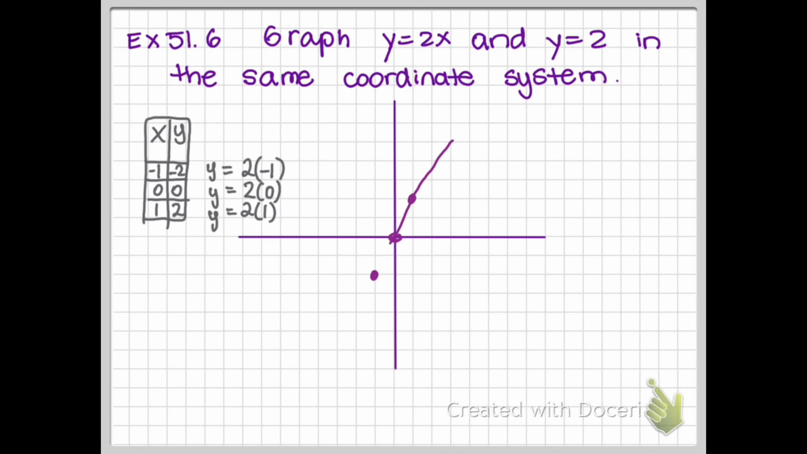That's our first line. Now for y equals 2, I have to realize that that one is horizontal. So I only have to look for the 2 on y and then pass a line on top of it. Notice that I don't have to write a table for this one because I do it by memory. I identify that it's horizontal and then I graph it. Notice the difference between y equals 2x and y equals 2. And that's it. That is the lesson. Make sure you review these, do some practice, and I'll see you in the next video.